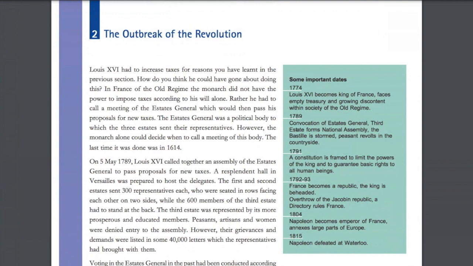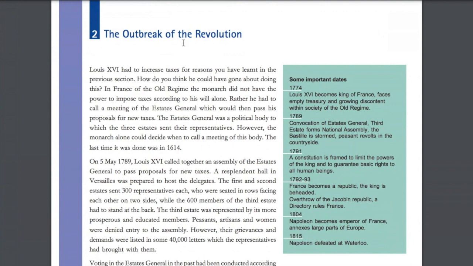In the outbreak of revolution, on 5th May 1789, Louis XVI called an assembly to make proposals for new taxes. The first and second estate sent 300 representatives each, and the third estate sent 600 representatives. However, the first and second estate were sitting in the front rows, facing each other on both sides, whereas the third estate was standing at the back.